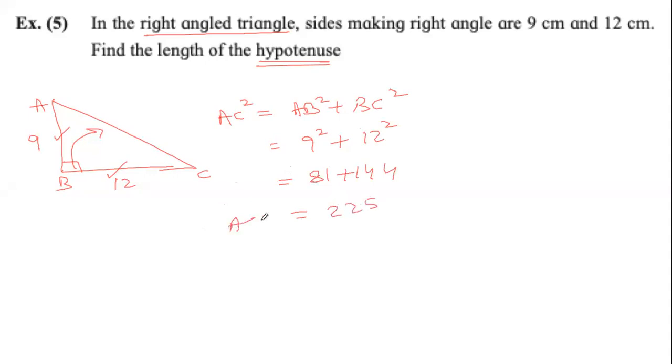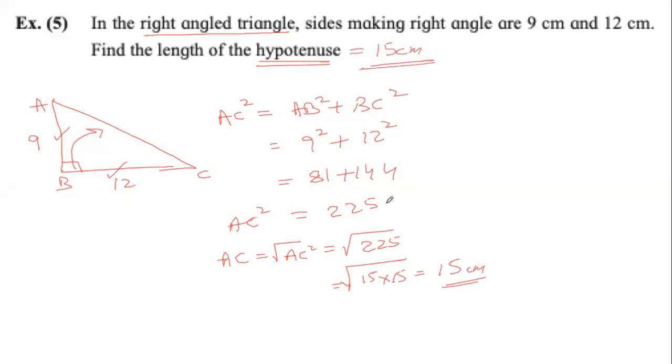This is AC square. But we need to find out AC. To find out AC, we will take square root of AC square. That means square root of 225. If you know that 225 is 15 into 15, 225 is the square of 15, then you can very, very easily write it is same as 15 into 15 or 15. So the length of the hypotenuse will be equal to 15 centimeter. Using Pythagoras theorem that you started studying in class 7.